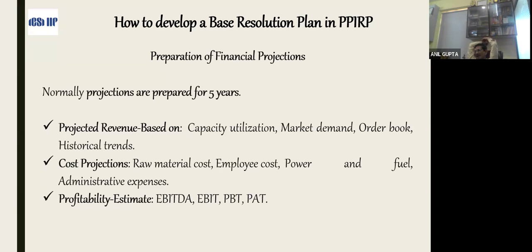Not only that, even one base resolution plan: how to develop the base resolution plan in PPIRP, one chapter. I intentionally created one chapter in that book. That base resolution plan has 95 pages. Once you go through that, it is very, very interesting. And I have given it with examples only. Once you practice or understand that, restructuring is a cakewalk for you.